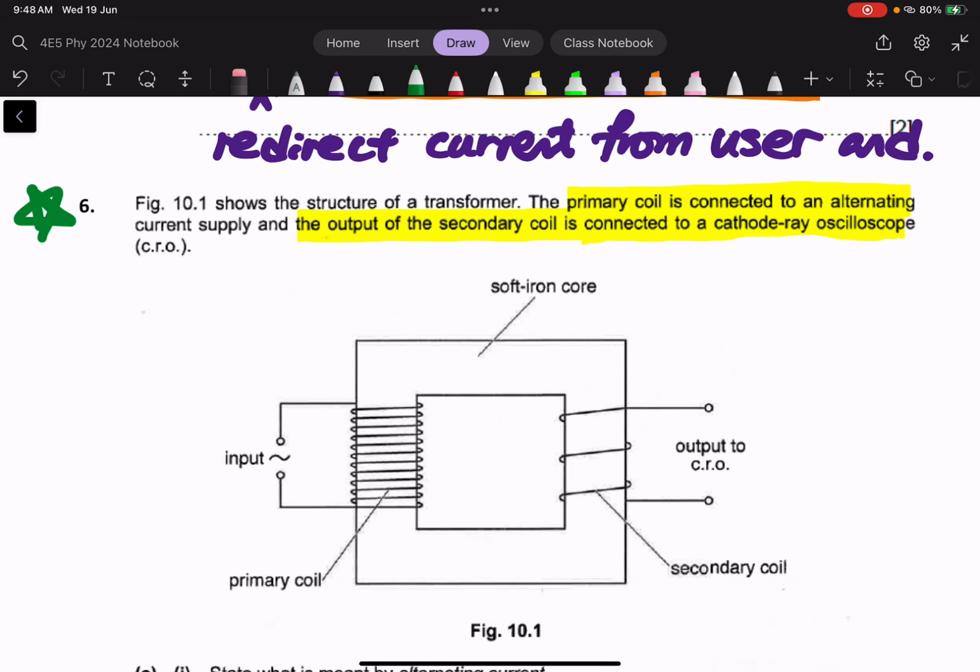Because actually most of the time in the notes, the graph of the CRO is connected to the input coil, but in this particular question it is connected to the output coil. So you need to give yourself a mental note that when you see a curvy graph, the curvy graph actually refers to the output, not the input.